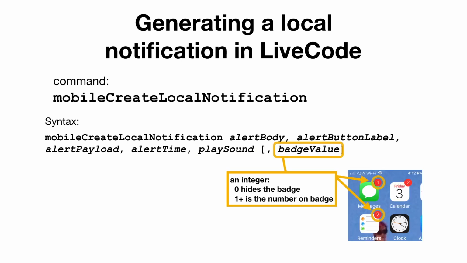And finally, there's the badge value parameter, which is an optional parameter, and it's a number that will appear in the badge on the application icon, as you can see here. This is an iOS only feature. It's not that the Android system does not have badges, but it appears that only in iOS can you control the appearance and the number that appears on the badge.